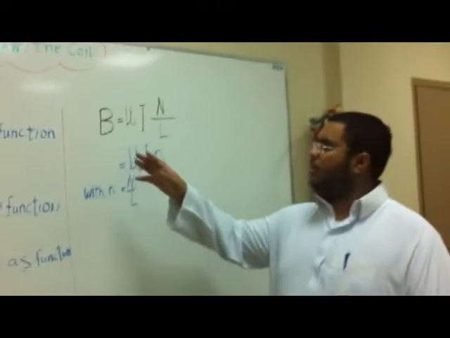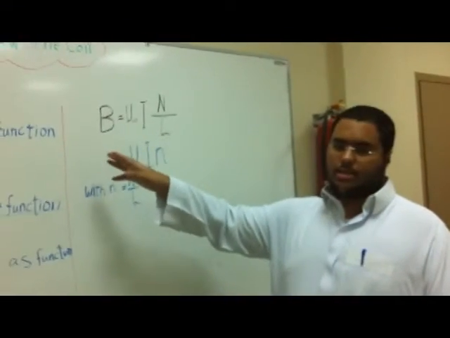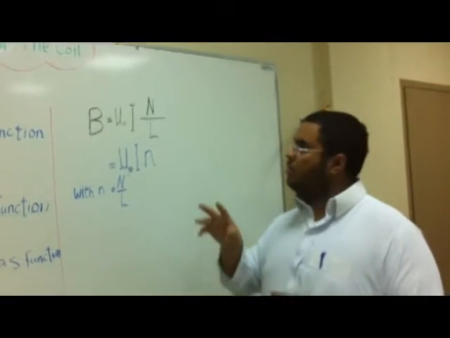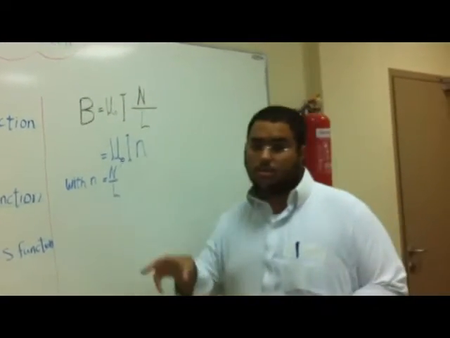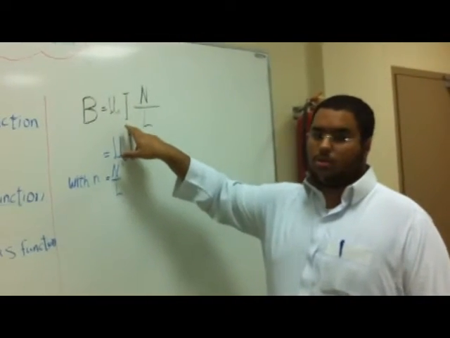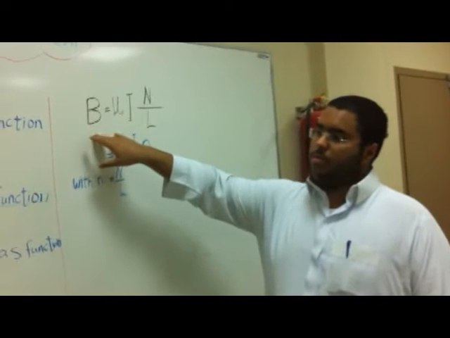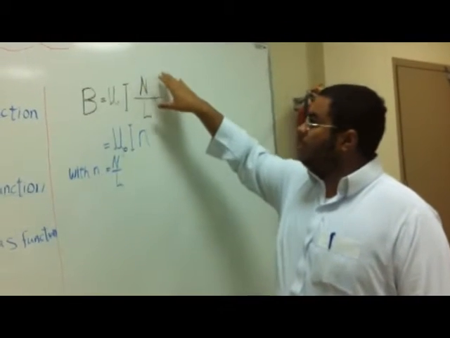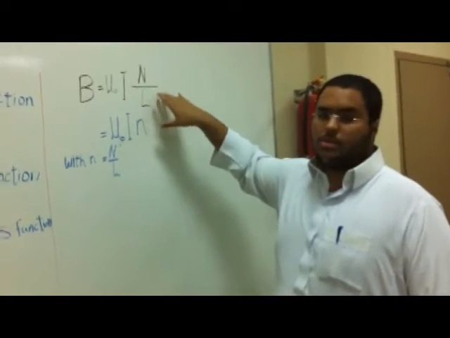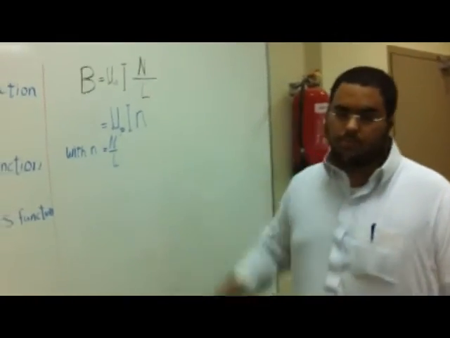We're going to study this function, but we can't study it with so many variables. So we're going to make all the variables constant except two, B and I, because we're going to study the magnetic field. So we're going to keep N, the number of turns, and the distance constant.